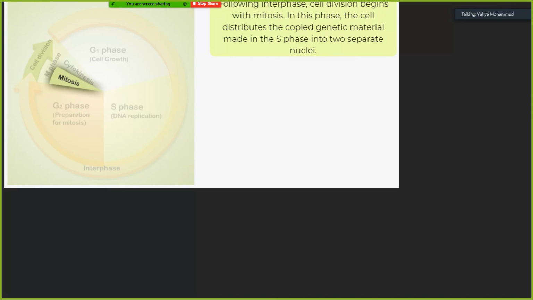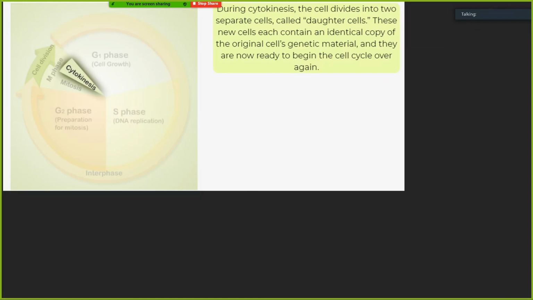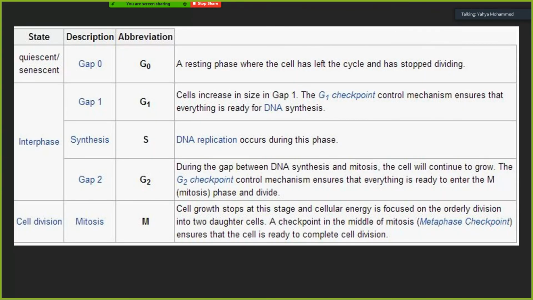All right. So first, let's talk about mitosis. We're going to go through the different steps of mitosis and cytokinesis.